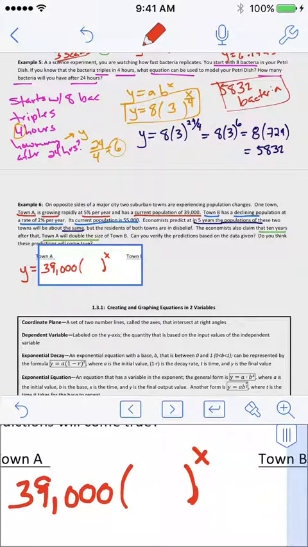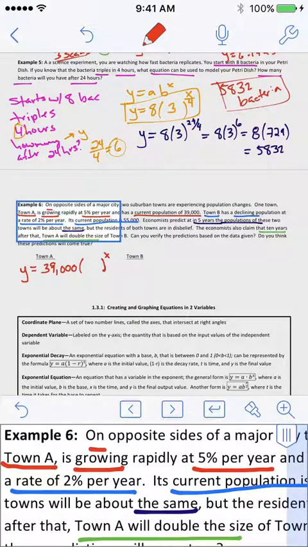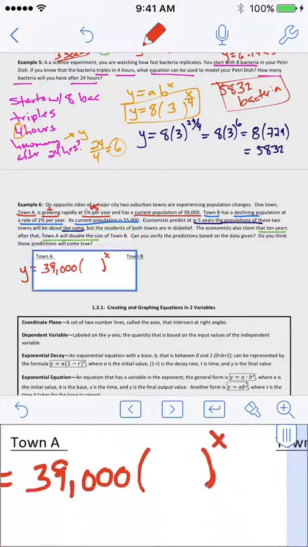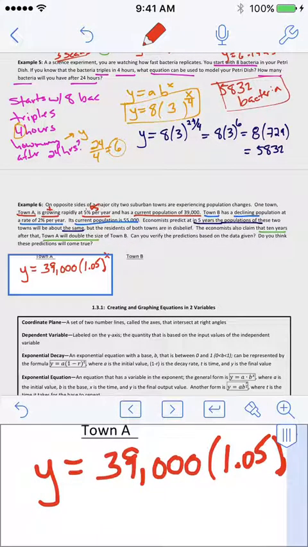So over 1. All right, now that rate, it's growing, so adding a 5%, right? 0.05. So it's that situation where we have 100% of the people, that's all 39,000, and 5% more. So it's going to be 100% and 5%. That's going to be 1.05. 105%. All right, we came up with an equation for Town A.